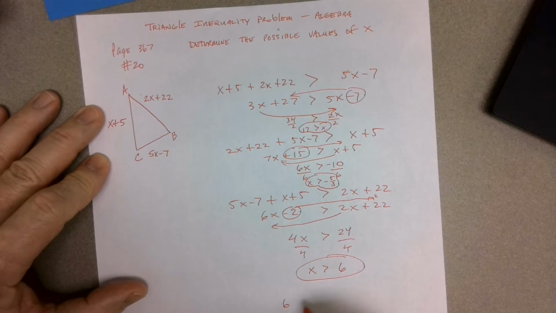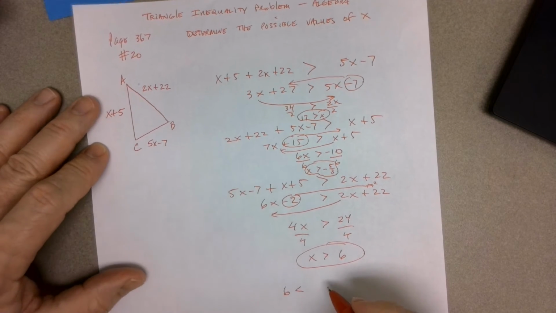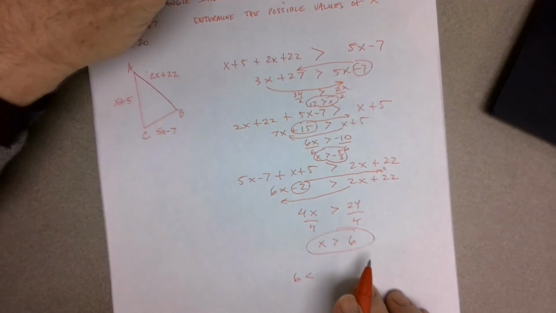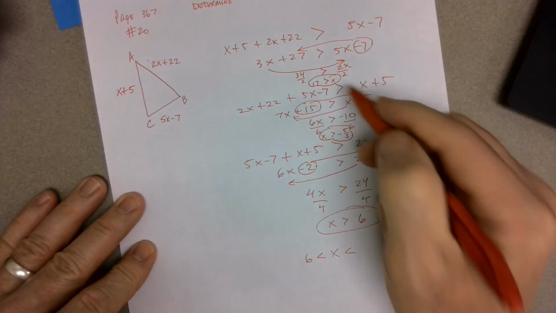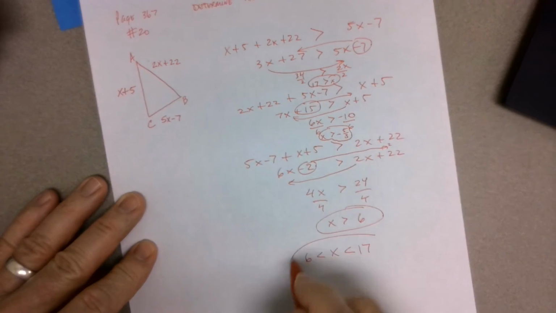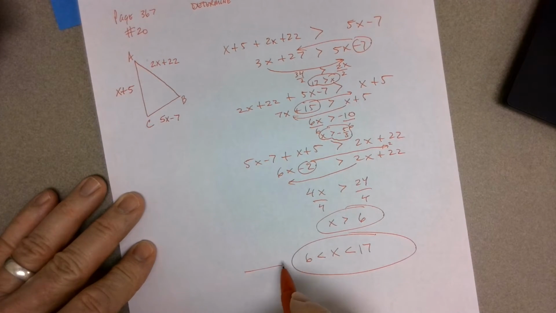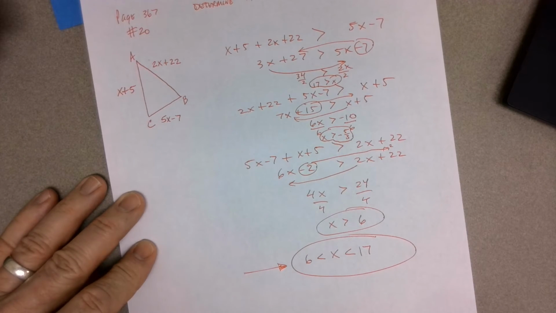So I could make this a compound inequality and say 6 is less than x, and also that 17 is on the high end. So the range of the possible values is between 6 and 17.